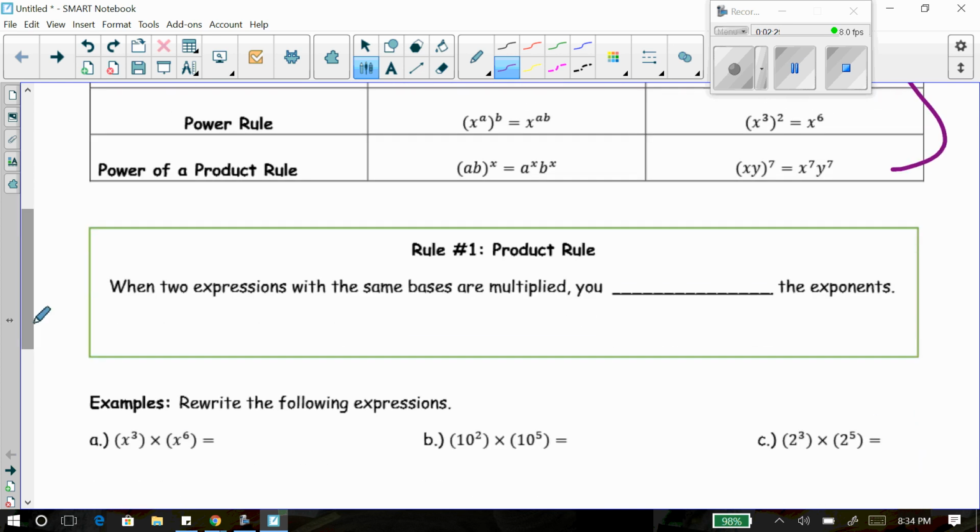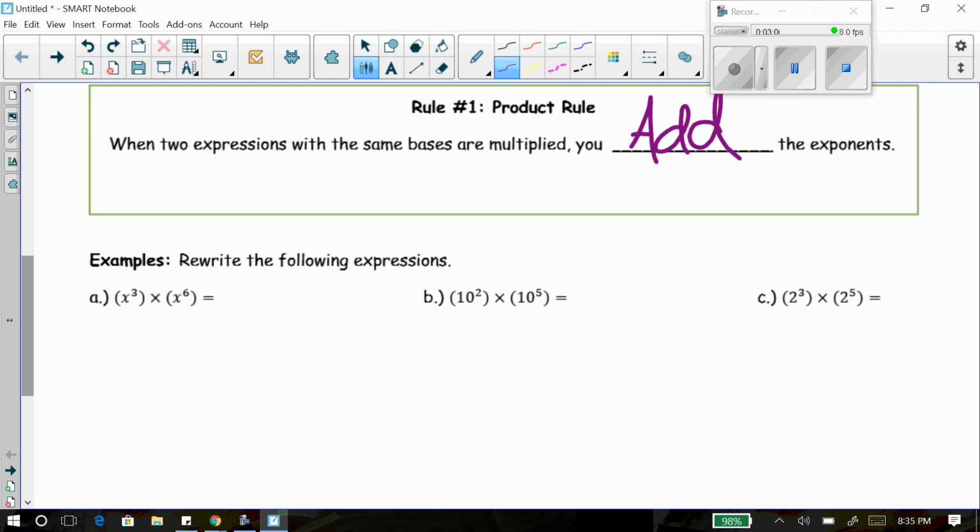The product rule. When two expressions with the same base, remember we talked about this is a base, that is the exponent. So when two of them are multiplied together, and they have the same base, so they both have a base of x, you add exponents, okay? Add the exponents. So let's practice with some of these. Rewrite the following expressions. We don't have to worry about evaluating them. I just want you guys right now to practice rewriting them.